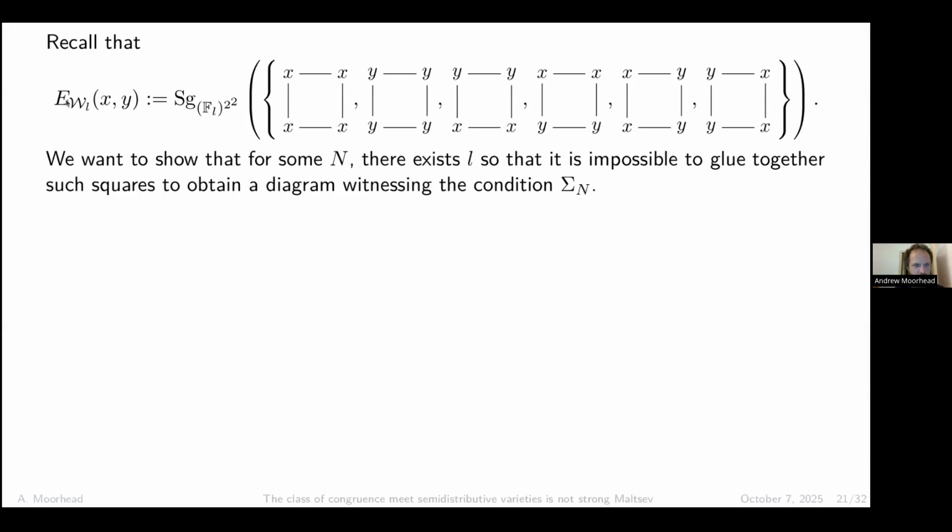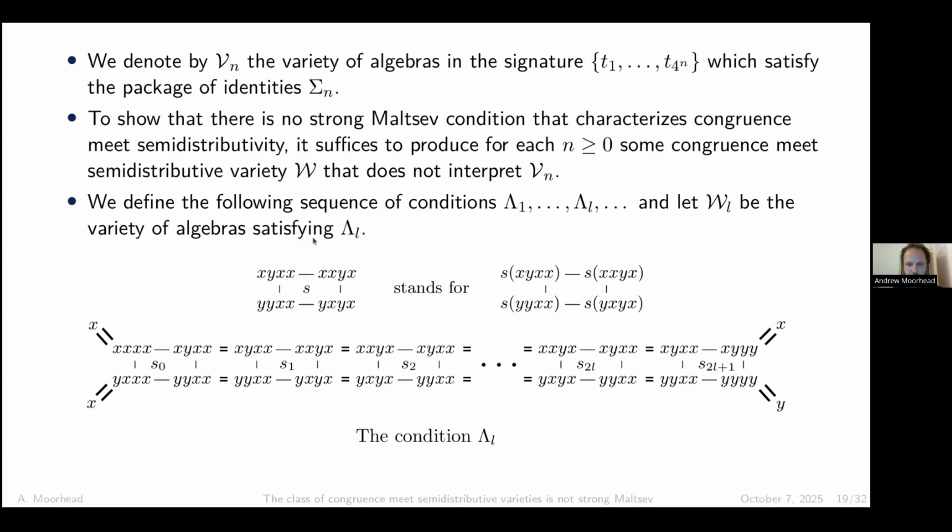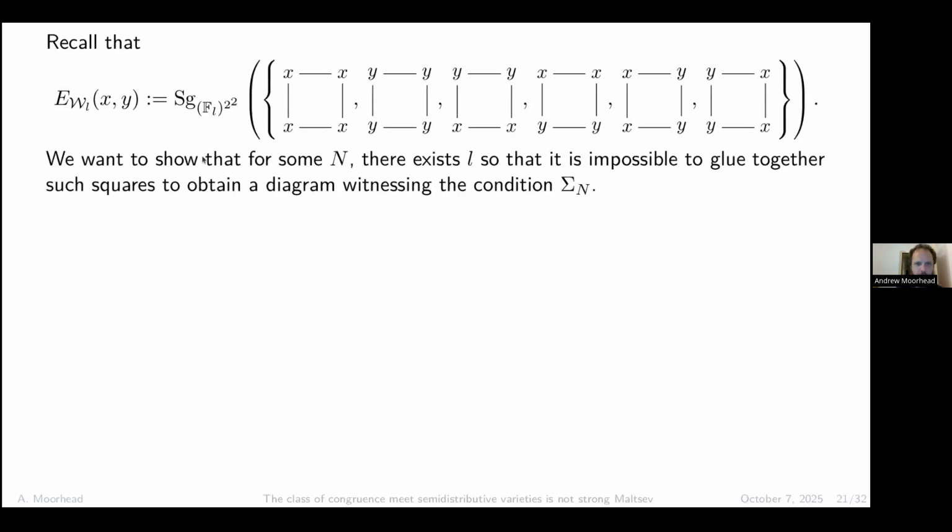So recall that we have this particular collection of what we're calling elementary squares, and this is now going to be the free algebra FL instead of FWL. I'm writing FL for the two-generated free algebra in this variety here. So I'm going to look at the two-generated free algebra, and I just want to show that for big enough L, I don't have some particular sigma n terms. So we want to show that for any n, there is going to exist an L so that it is impossible to glue together such squares to obtain a diagram witnessing the condition sigma n.